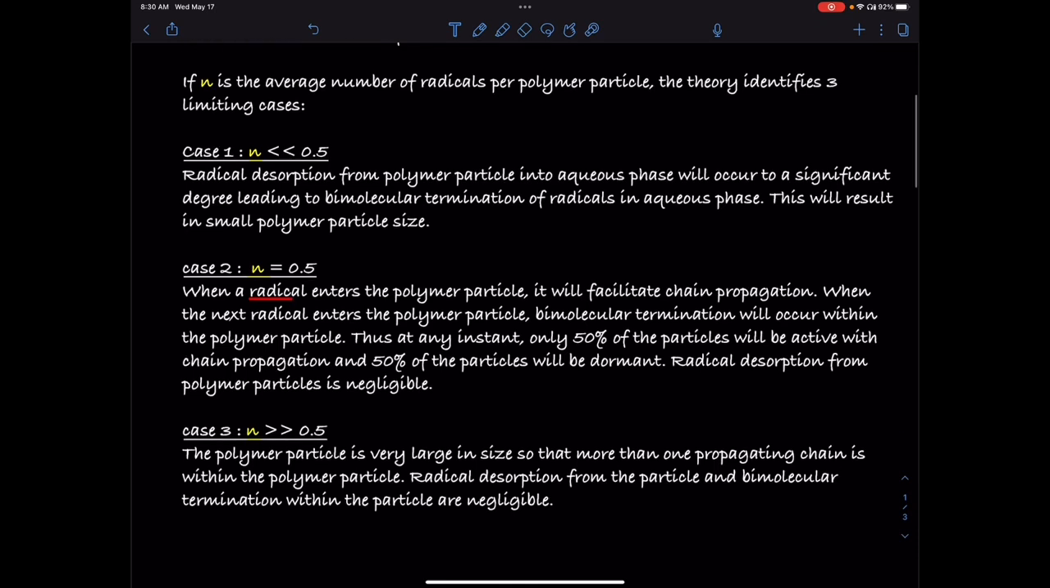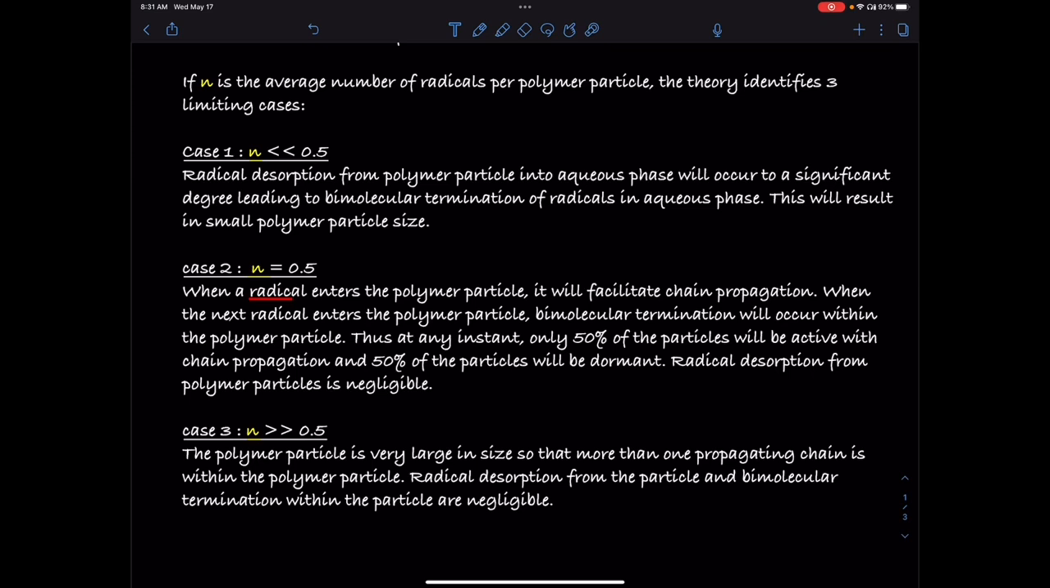Case 2 is when n is approximately equal to half. In this case, when a radical enters the polymer particle, chain propagation will be facilitated. When the second radical enters the same polymer particle, bimolecular termination will happen within the polymer particle and the particle will become dormant. So this means that at any instant, only 50% of the particles will be active with chain propagation and 50% of the particles will be dormant. Radical desorption from the polymer particles is negligible in this case.